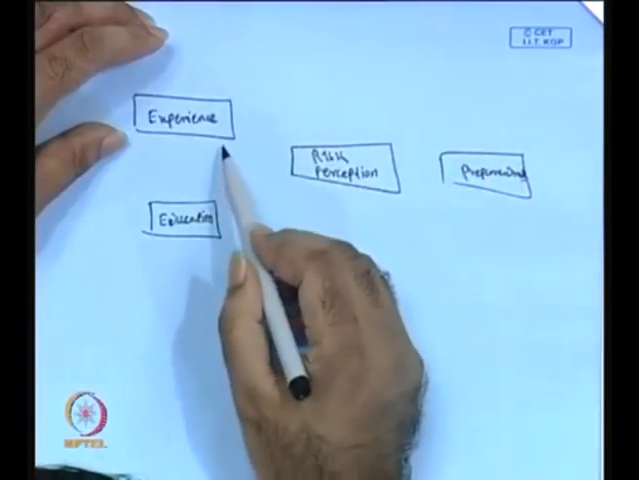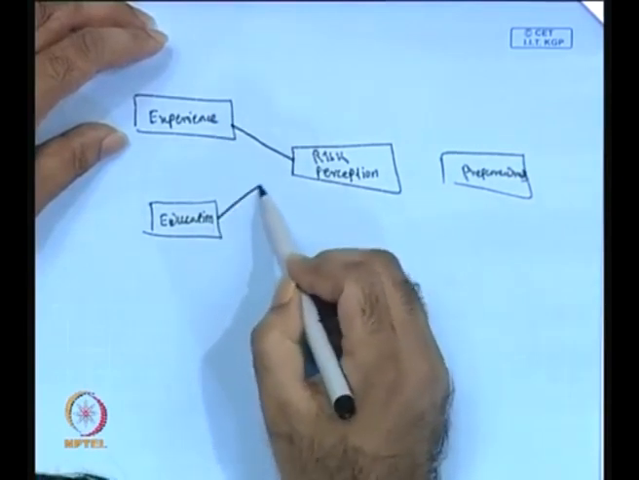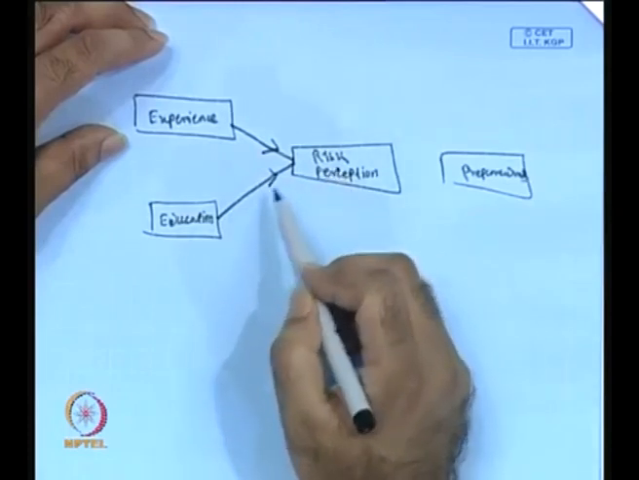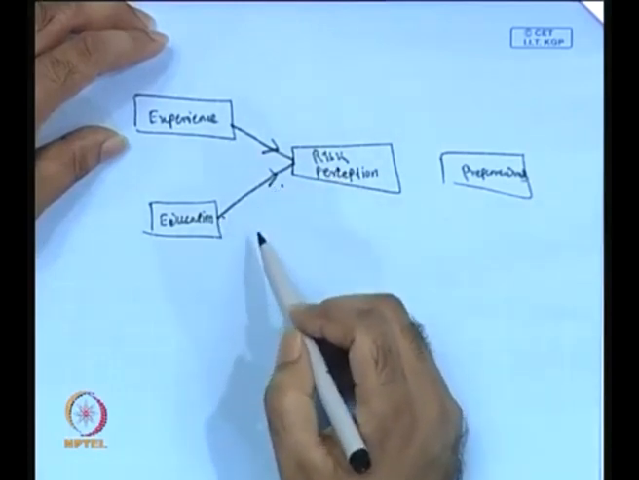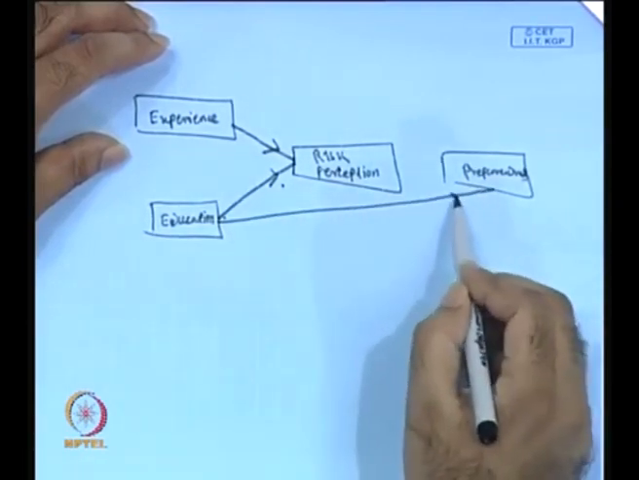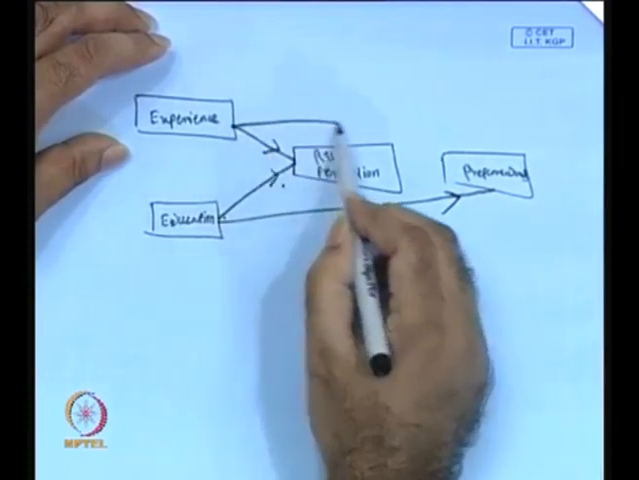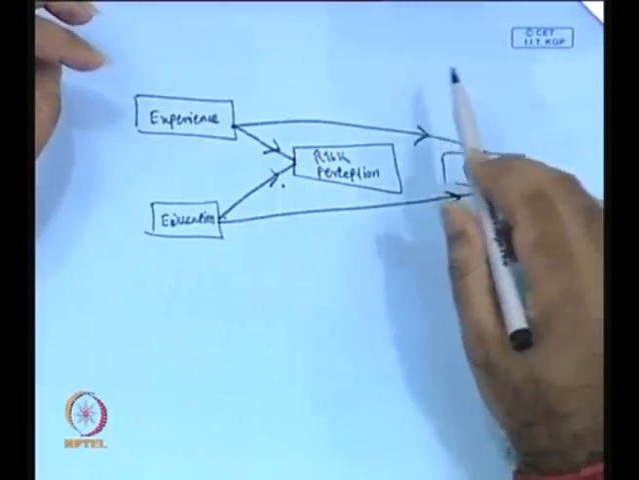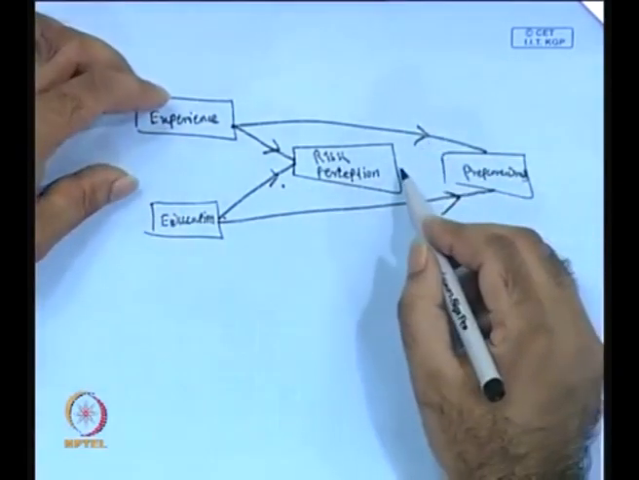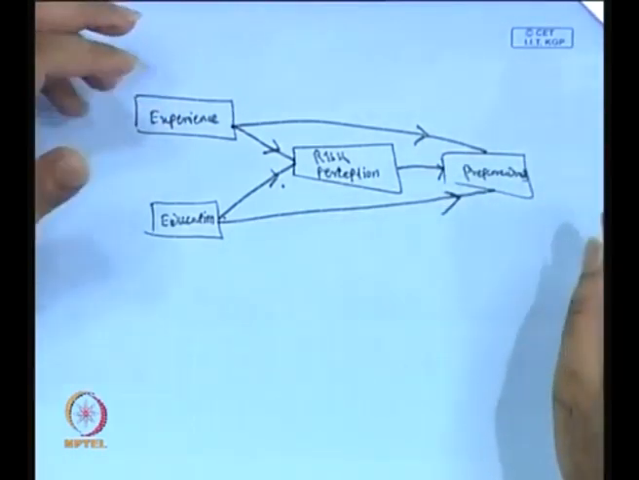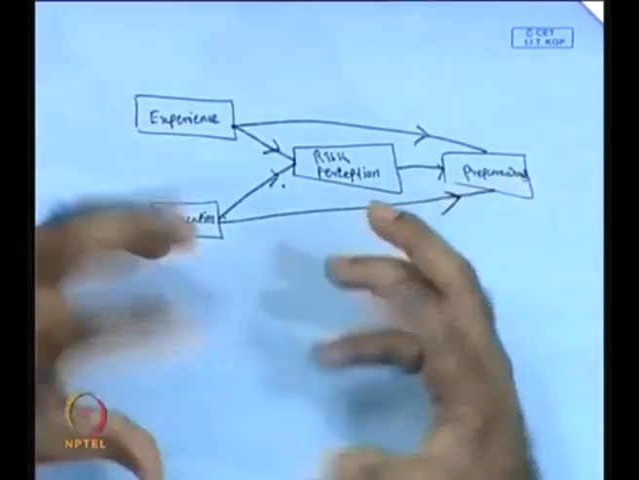So this is how the structure looks. We have already mentioned experience has an impact on risk perception, education has an impact on risk perception. Then we have preparedness. So preparedness we have already highlighted, there is integration. Similarly you have to highlight preparedness here. Experience has an impact on preparedness. Then finally risk perception has an impact on preparedness. That means you see here, this picture is slightly more complicated.